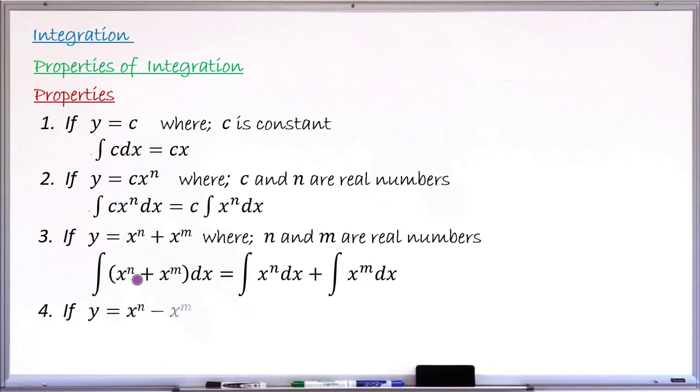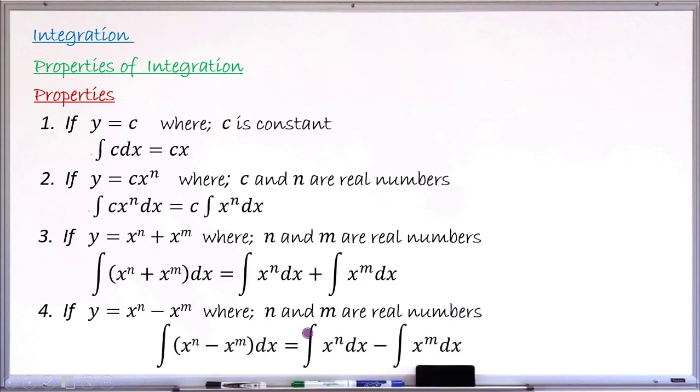This fourth property is just the same as this, but instead of addition, you now have subtraction in the function y equals x raised to n minus x raised to m, where n and m are just real numbers. So the integral of this function y would be equal to the integral of the very first term minus the integral of the second term. So you can find the integral term by term, where the function you are asked to integrate has more than one term. We are going to take examples of how we can make use of these properties and find the integral of some functions.